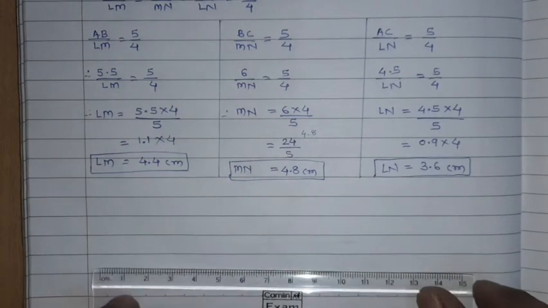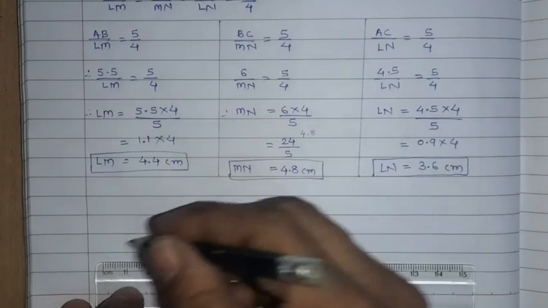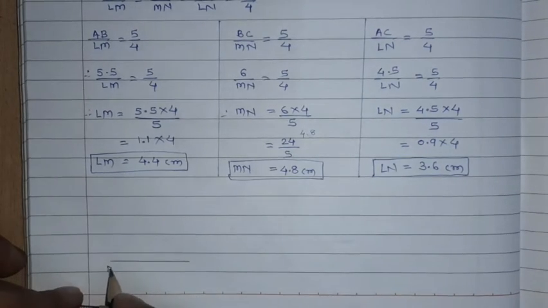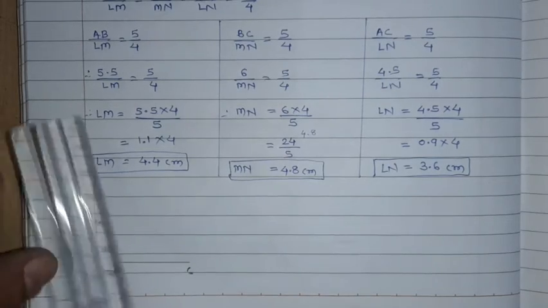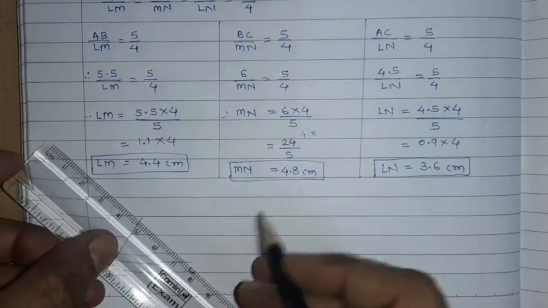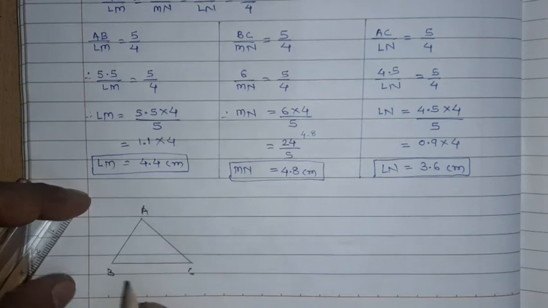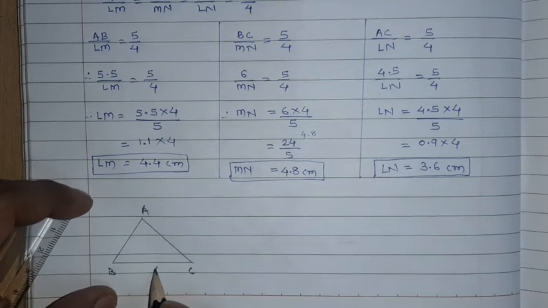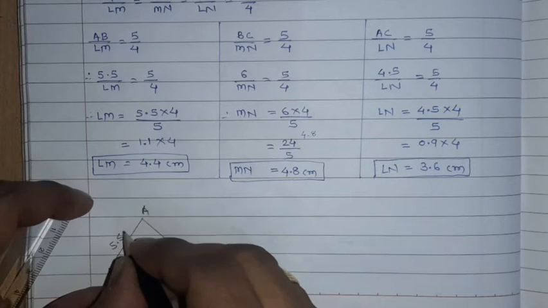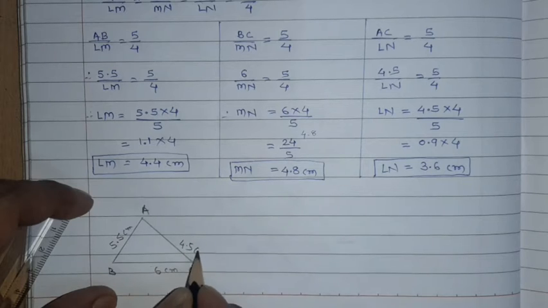In that triangle BC is 6 centimeter. Therefore we can draw it like this. This is BC, then AB, here this is A. Now BC is how much? 6 centimeter. Dear student, AB is 5.5 centimeter and AC is 4.5 centimeter.